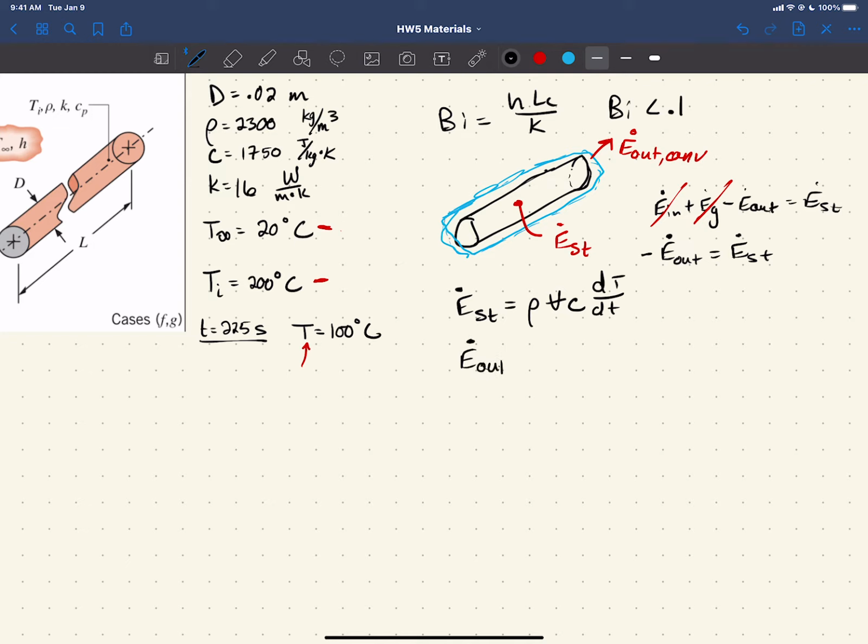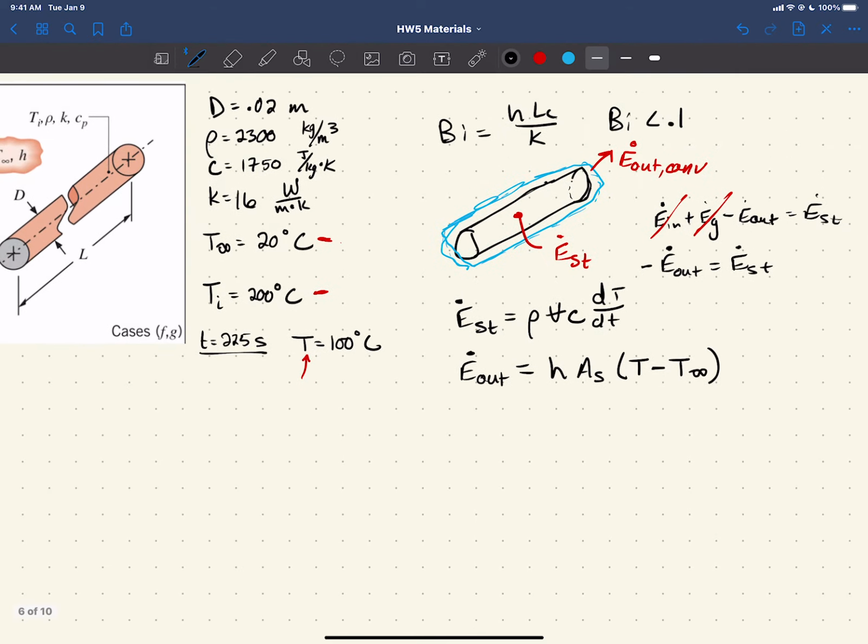Then E dot out is going to be h times surface area times (T minus T infinity). Now this T is the surface temperature, which changes with time, so just remember that it's not just a static T. The temperature of the surface is changing in time, or else we wouldn't have the problem. So then plug it all in. You get minus h A sub S (T minus T infinity) is equal to rho V C dT/dt.